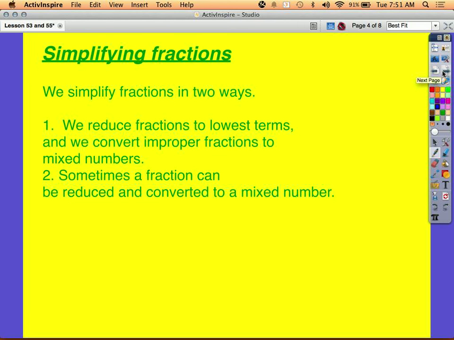So when we're simplifying fractions, we simplify fractions in two ways. Number one, we reduce fractions to lowest terms and we convert improper fractions to mixed numbers. Two, sometimes a fraction can be reduced and converted to a mixed number.